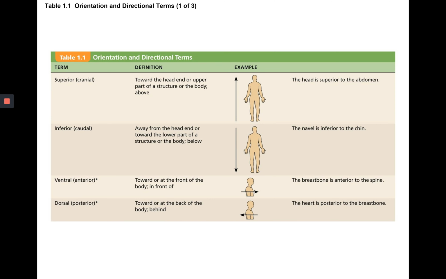So here we have in table 1.1 just more information about our directional terms. So superior is also known as cranial, inferior also known as caudal. We can see towards the head for superior, away from the head or towards the feet for our inferior. So an example of superior, the head is superior to the abdomen because the head's above the abdomen. That makes sense. Or how about for inferior? The navel is inferior to the chin. It makes sense that your belly button is below your chin.